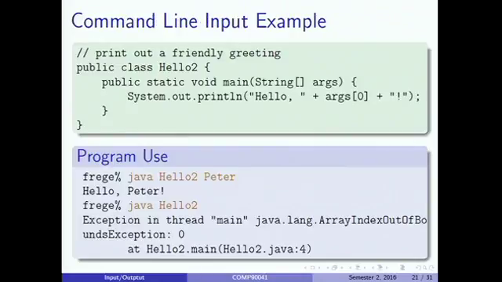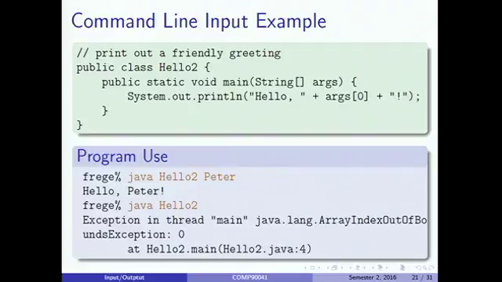So you can have a friendly greeting that says hello and expects from the command line to be told the name of the person that is being greeted. So I can say System.out.println hello plus args of 0 plus exclamation point. And if I run it like this, java hello to Peter, it says hello Peter. If I run it like this without any command line inputs, then I get this. Not very friendly message.